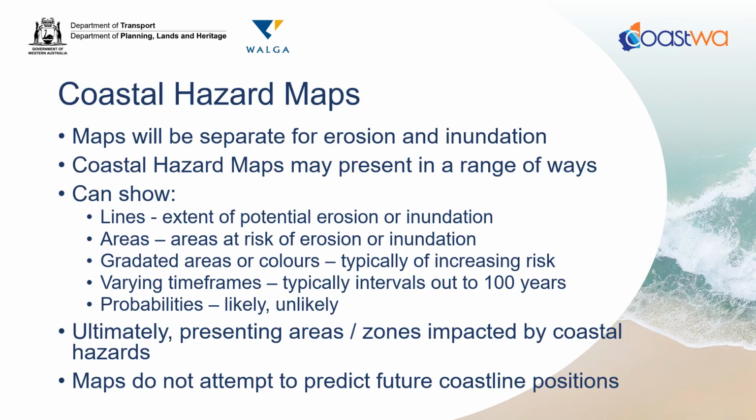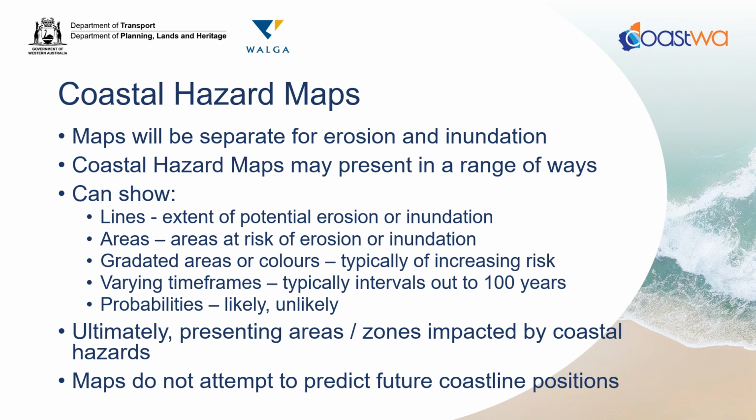What do the maps mean? Well, coastal hazard maps, again, will be separate for erosion and inundation. They may be presented in a range of ways. They might show lines outlining extents of potential erosion or inundation. They might show shaded areas, which may show areas at risk of erosion or inundation. Those shaded areas may be gradated or different colours, typically presenting increasing or decreasing risk.